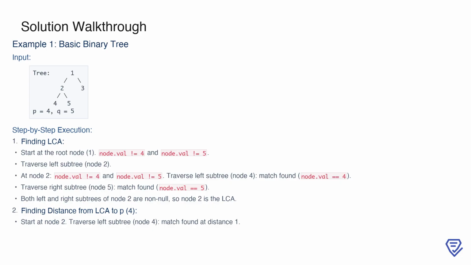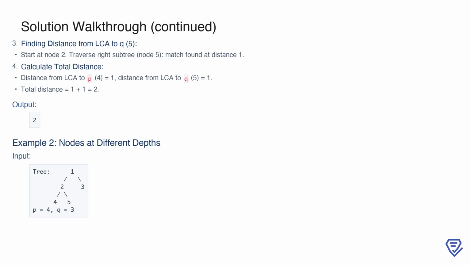Next, we calculate the distance from the LCA to node 4 by traversing the left subtree of node 2, which leads directly to node 4 at a distance of 1. Now, we determine the distance from the LCA, node 2, to node 5. Traversing the right subtree of node 2, we directly reach node 5, which is at a distance of 1.